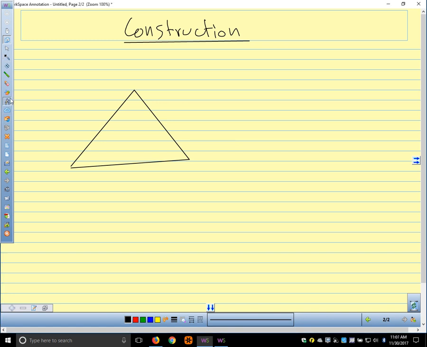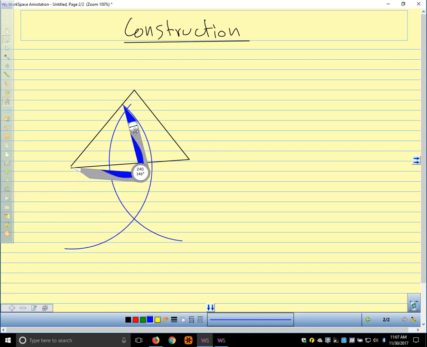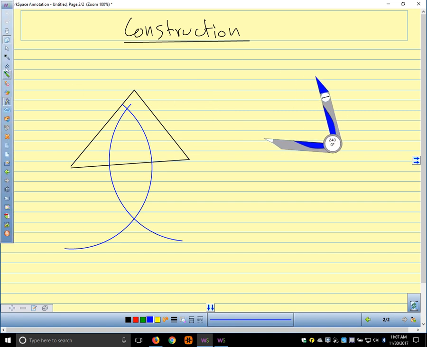For the perpendicular bisector, reminder: we take our compass, open it up more than halfway across the segment, and make an arc. And then we go to the other side and make the same arc. And then I'll connect those points. So there's one perpendicular bisector.